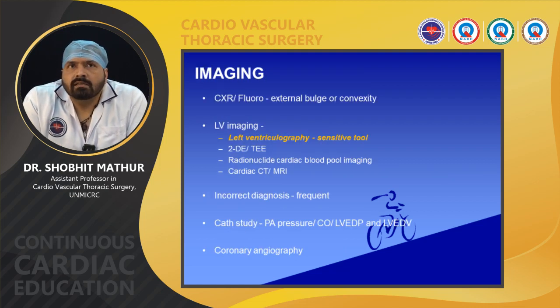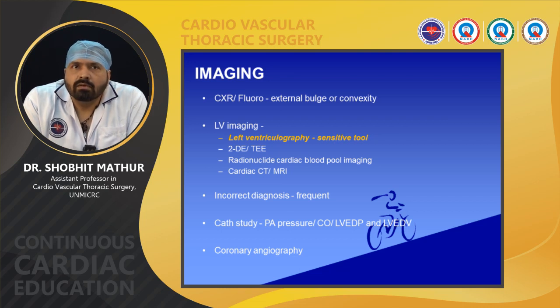Imaging starts with an X-ray that can show an increase in the cardiac size. Left ventriculography has emerged as a very sensitive tool for diagnosing an aneurysm. Other than that, a routine echo or a transesophageal echo is required. Advanced imaging, such as radionuclide imaging, cardiac CT and MRI, can be done.